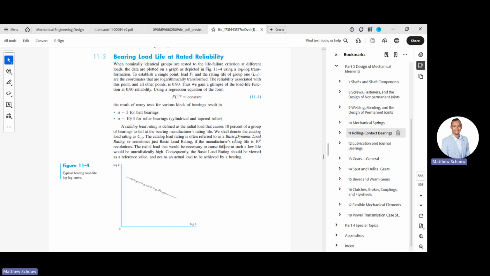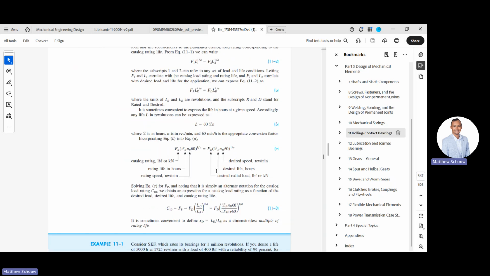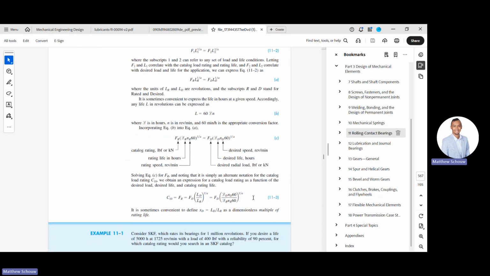This catalog load rating is often referred to as dynamic load rating or sometimes a basic load rating. If the manufacturer's rating life is 10 to the power 6 revolutions, the radial load that would initially cause failure at such a low life would be very unrealistic, right? So of course, you should obviously review this basic load rating. And here they essentially end up with that formula we found, right? L over DLR. It's nearly the same.